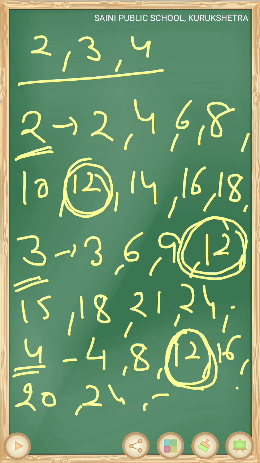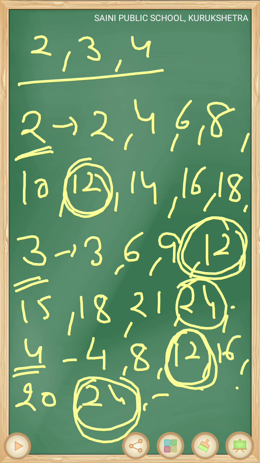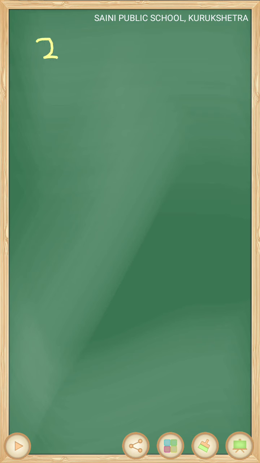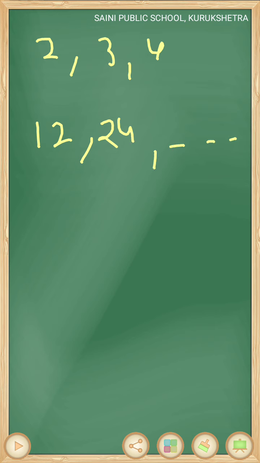Now find next common multiples. Next common multiple here is 24 and here is also 24, and here also I can write 18, 20, 22 and 24. So here also 24. So these are common multiples which are common in all the 3 multiples. Okay. So common multiples of 2, 3 and 4 are 12, then 24 and so on. So these are called common multiples.